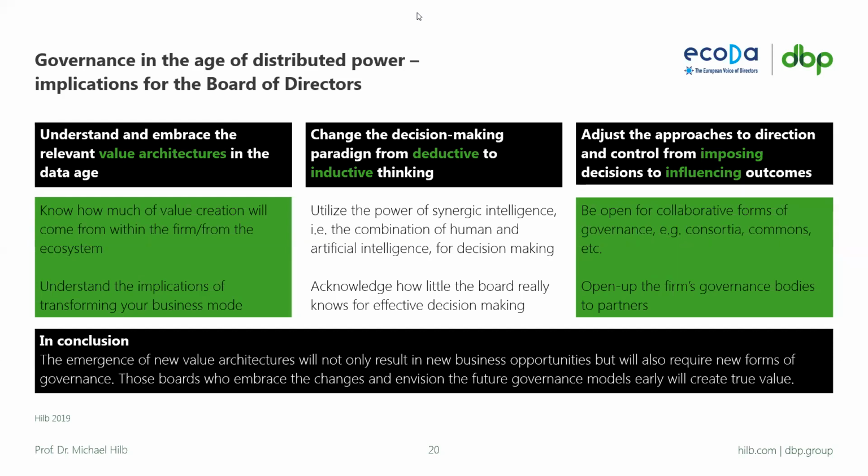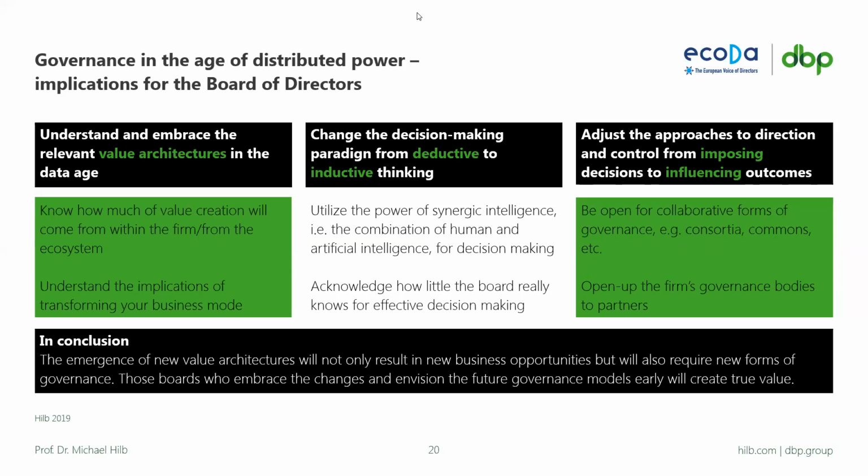And most importantly, with this first implication, we need to get an idea or a debate, at least on board level, about how much of this value will be created within the company, and how much will come from outside the company, from partners who collaborate in this ecosystem. Secondly, board members need to think about how we can move the company from where we are now to where we want it to be in this new value architecture. And that's the normal transformation task, which might be even more challenging for many companies given the disruptive nature of this change.